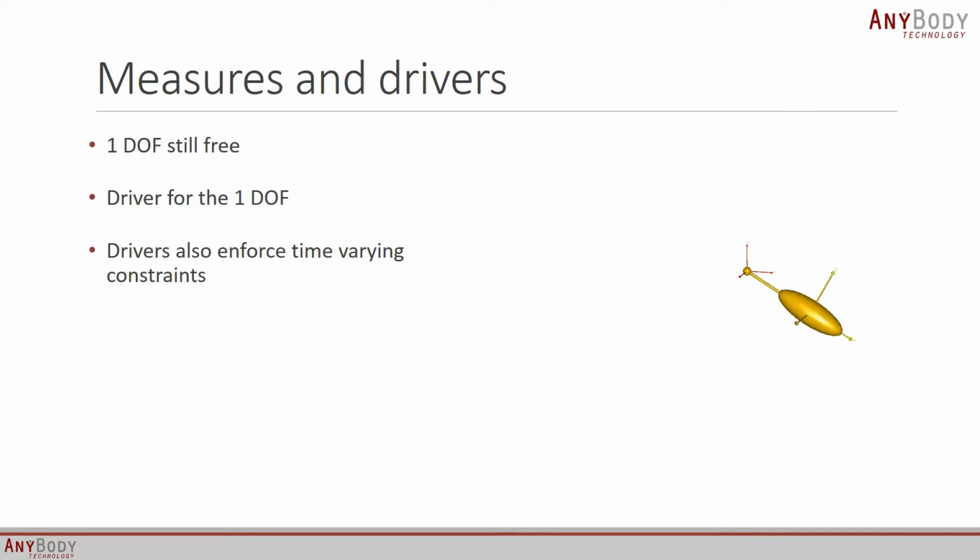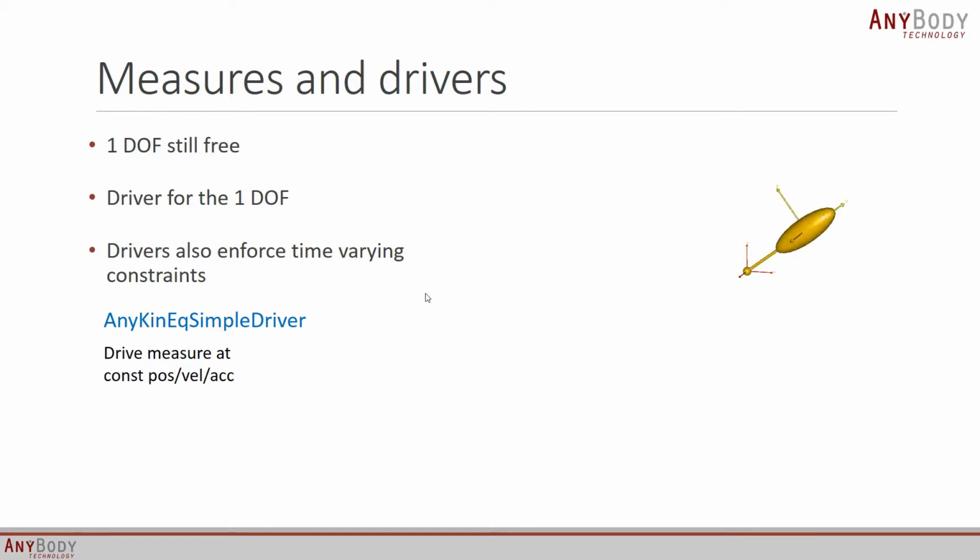And it must also be remembered that drivers are capable of enforcing time-varying constraints and not just fixed constraints, as we saw in the case of the NEW joint, where they were driving the values of all the measures to a fixed value of zero. So you can use drivers to impose a time-varying trajectory on the value of a kinematic measure. And a potential candidate for such a driver is the anykin EQ simple driver that we also saw in the previous slide. And this is a driver that can be used to constrain a measure to either a constant position value, or to make it move at a constant velocity or a constant acceleration.